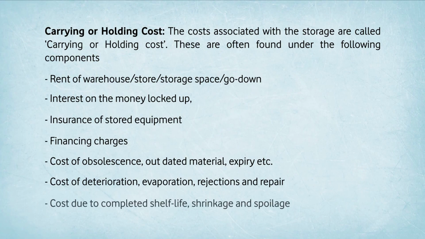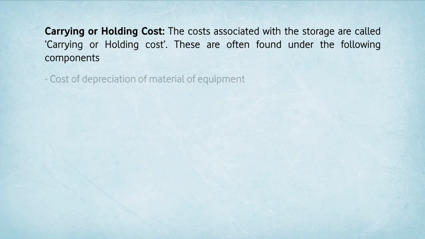Cost due to completed shelf life, shrinkage, spoilage, because we have to maintain the batteries or something else, their shelf life is there. They have to be used after some time, they cannot be stored for a long period, 1 year or 2 years. The cost of depreciation of the material and equipment means if the materials are stored for a long time, 1 year or 2 years, then their depreciation will be there. So depreciation cost is also part of the carrying cost.